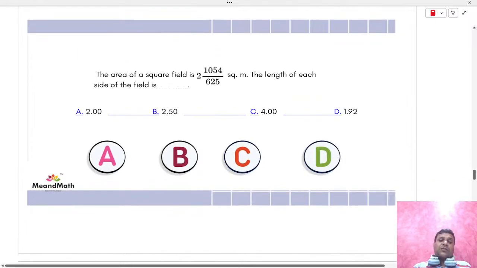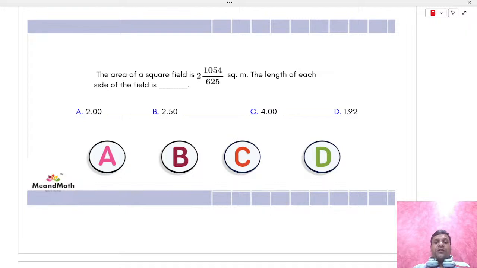And this is the next question. The area of a square field is 2 integer 1054 upon 625 square meter. The length of each side of the field is? Again, this question is directly from the square root, since you have to find the square root of this number which is given.